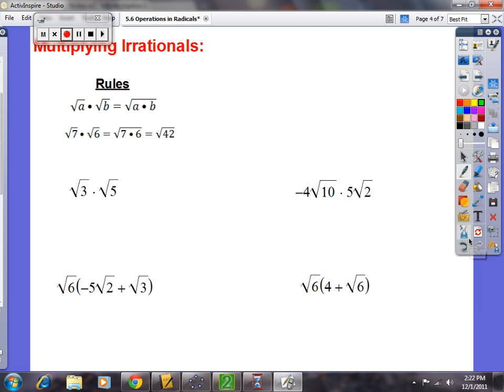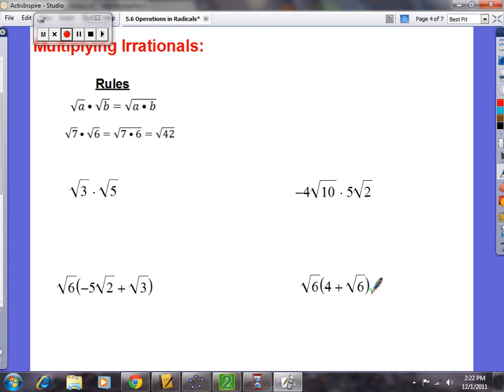What's square root of 6 times the quantity 4 plus square root of 6? 36. Yeah, that's 1. So 4 times square root of 6 plus what? 6. 6. Write an extra step, but you can just do it. 4 times square root of 6 plus 6.